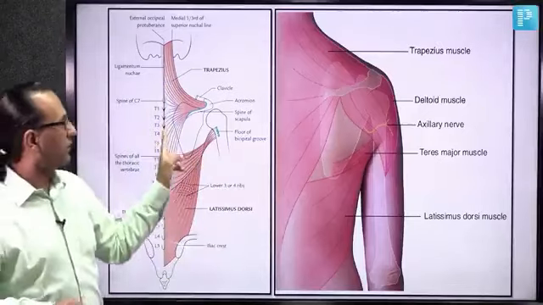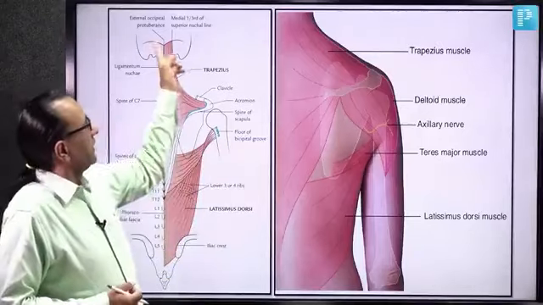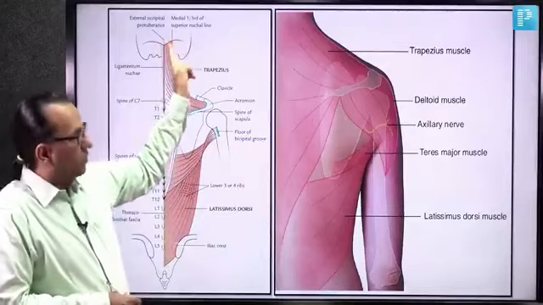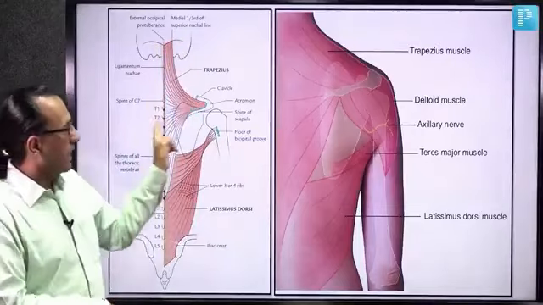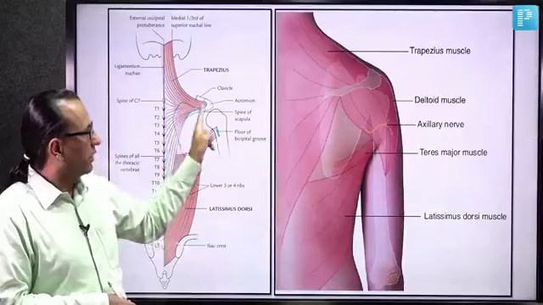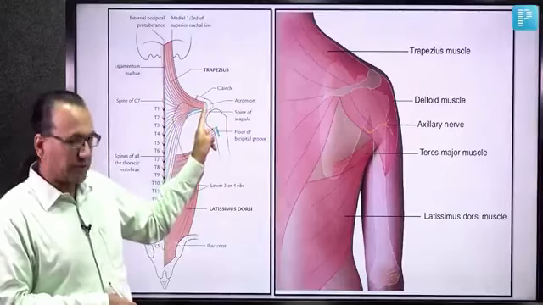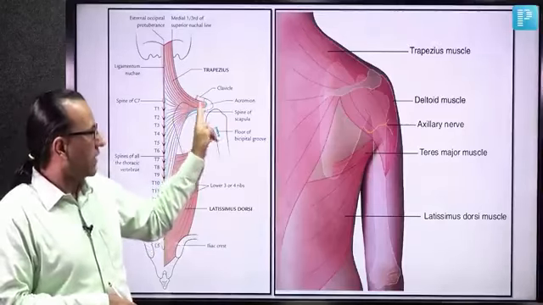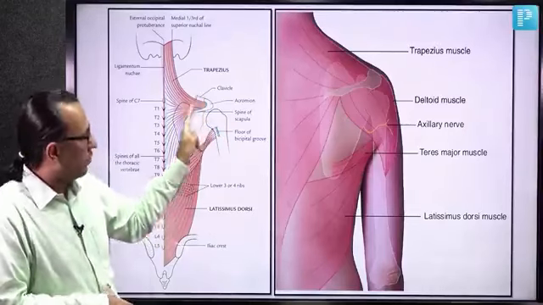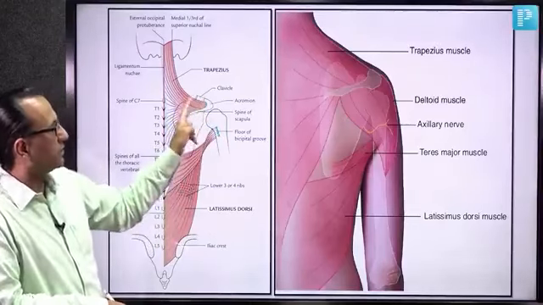Whereas this is the insertion origin of the trapezius muscle. Origin is from the skull bone, occipital bone, and also the cervicothoracic spine. Insertion is the superior border of the spine of the scapula, which is also extending on to the middle border of the acromion process and the posterior surface of the clavicle bone, the inner J of the insertion of the trapezius muscle.